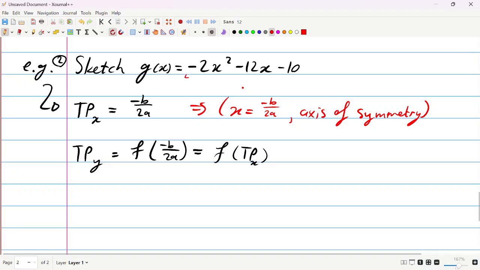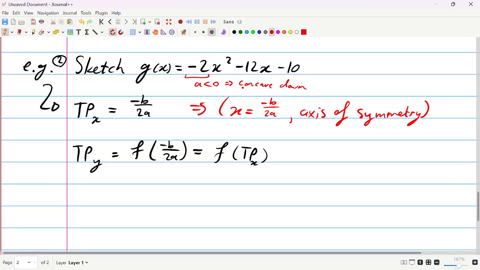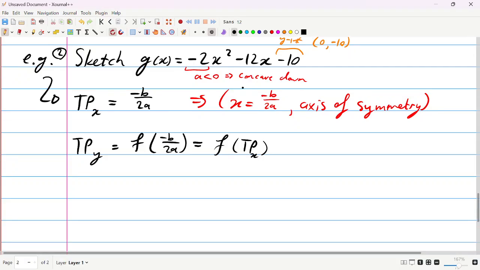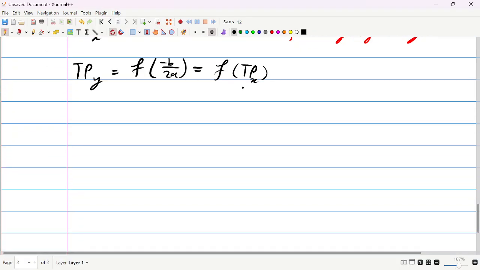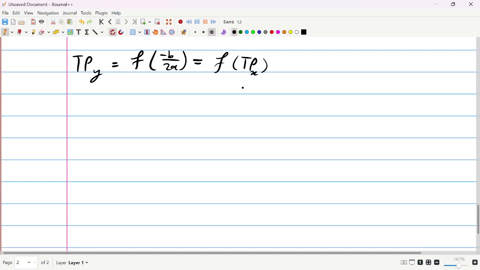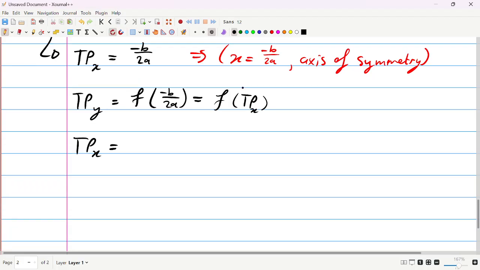Notice that our a value is negative. It's less than 0. So this tells us that it's just going to be concave down. Okay. The negative 10 is our y-intercept. So therefore our y-intercept, we don't need to solve for it, is just going to be 0 and negative 10. Okay. We can just state it in the problem, basically without actually having to work it out. So now this is where we start. Our turning point x is just equal to what? Negative b over 2a.